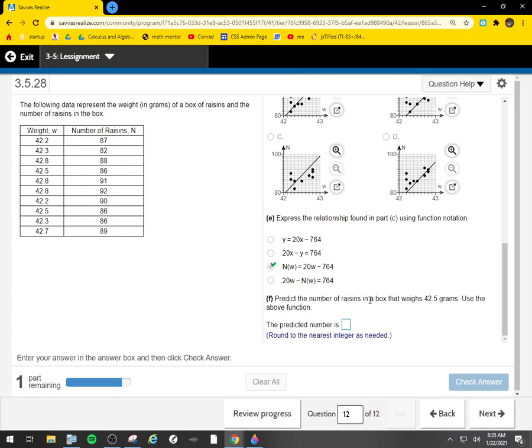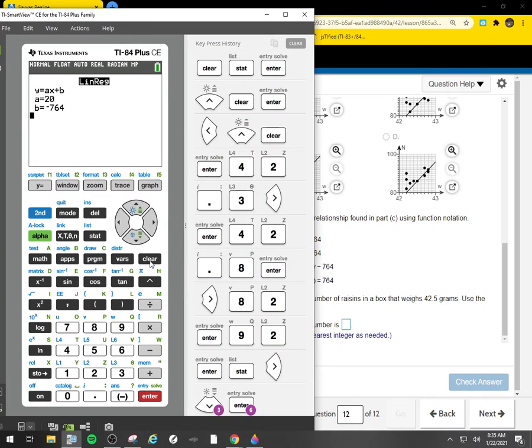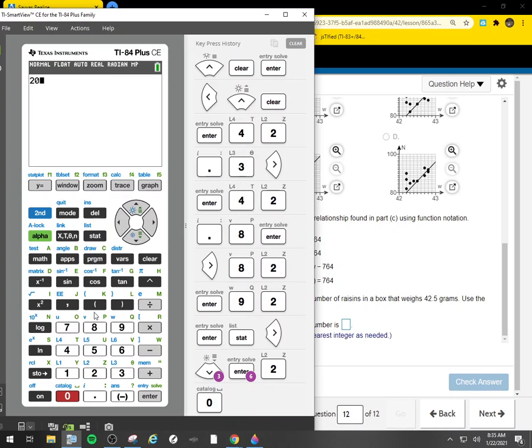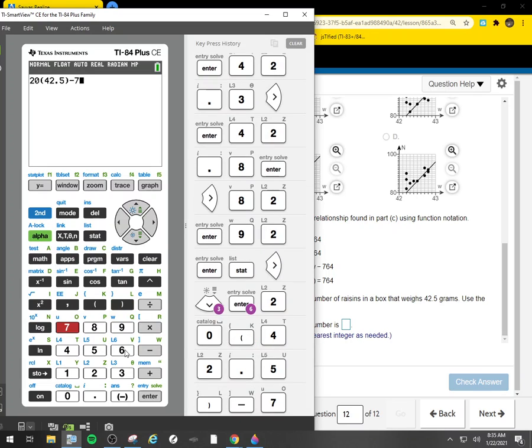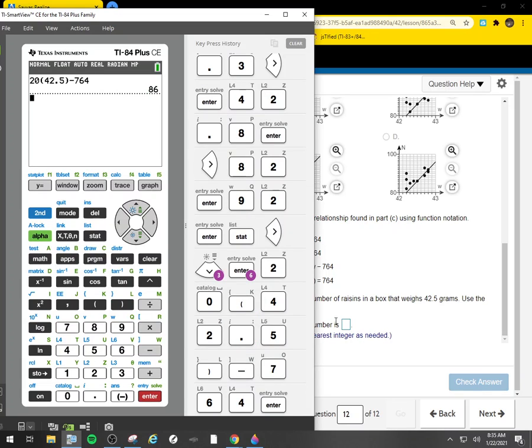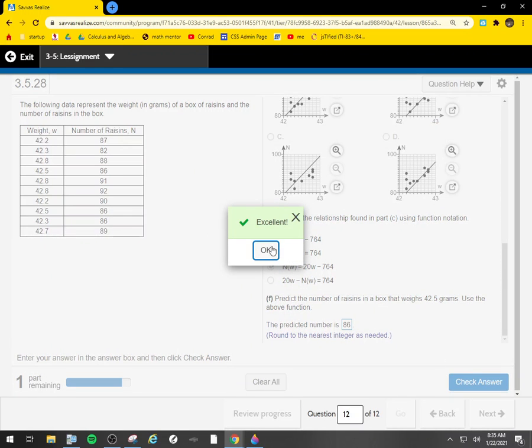Predict the number of raisins in a box that weighs 42.5 grams. Use the above function. Literally, all you do, you go to your function, you say, dear function, right? And our function was y is equal to 20x minus 764. Well, it's saying x is 42.5. So I do 20 times 42.5 minus 764. I got 86. 86 raisins.